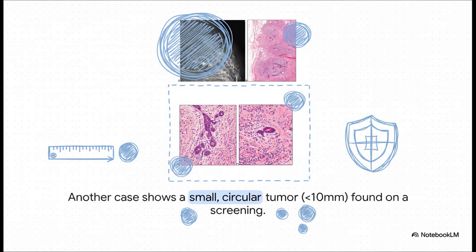And just to show you this isn't a one-off, here's another example. Again, a small tumor, this time a little more circular, but still under 10 millimeters. This one was just found during a routine screening. So the pattern is clear. This type is consistently small, localized, and well-defined. It's the visual and biological polar opposite of the diffuse invader.